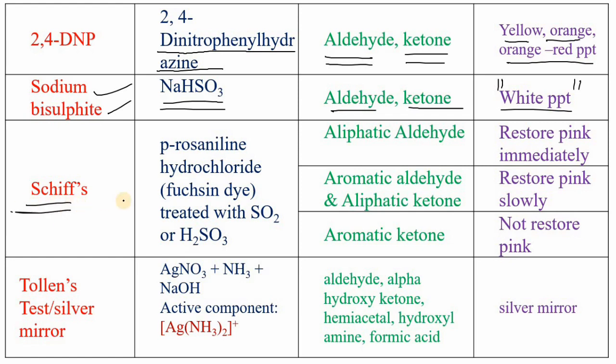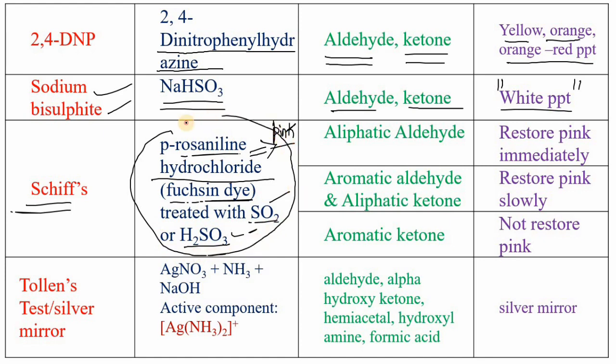Schiff's test. The reagent is para-rosaniline hydrochloride. This is a fuchsin dye treated with sulfur dioxide or sulfurous acid. Actually, this fuchsin dye has pink color. When you treat with sulfur dioxide or sulfurous acid, there is a decolorization of pink. This total solution, this total composition is called Schiff's reagent.